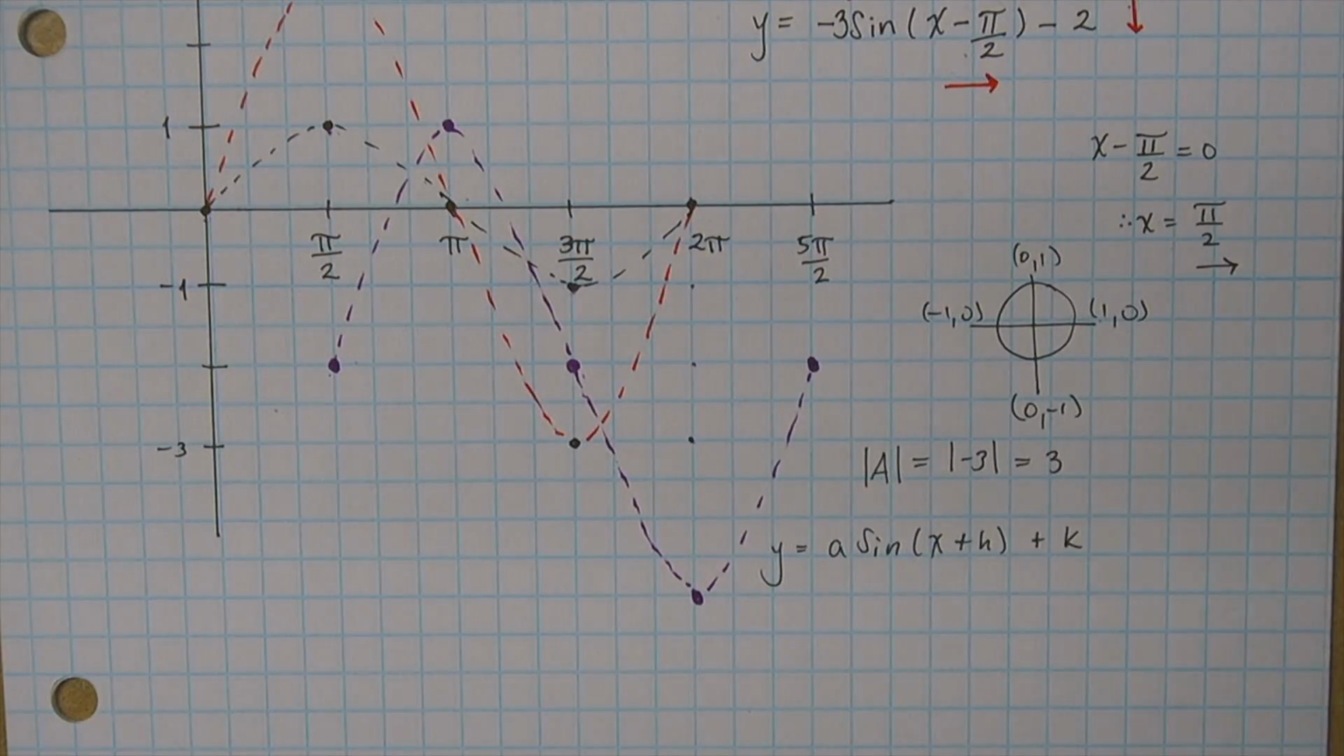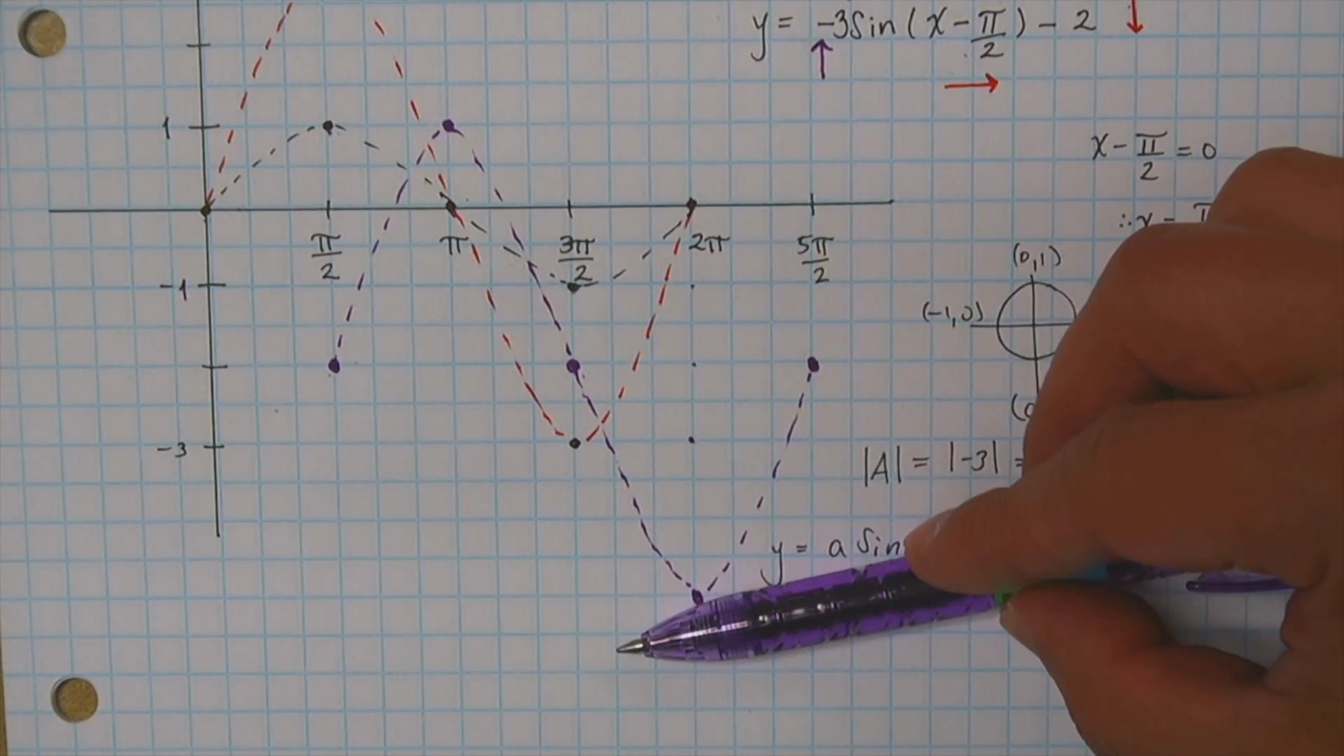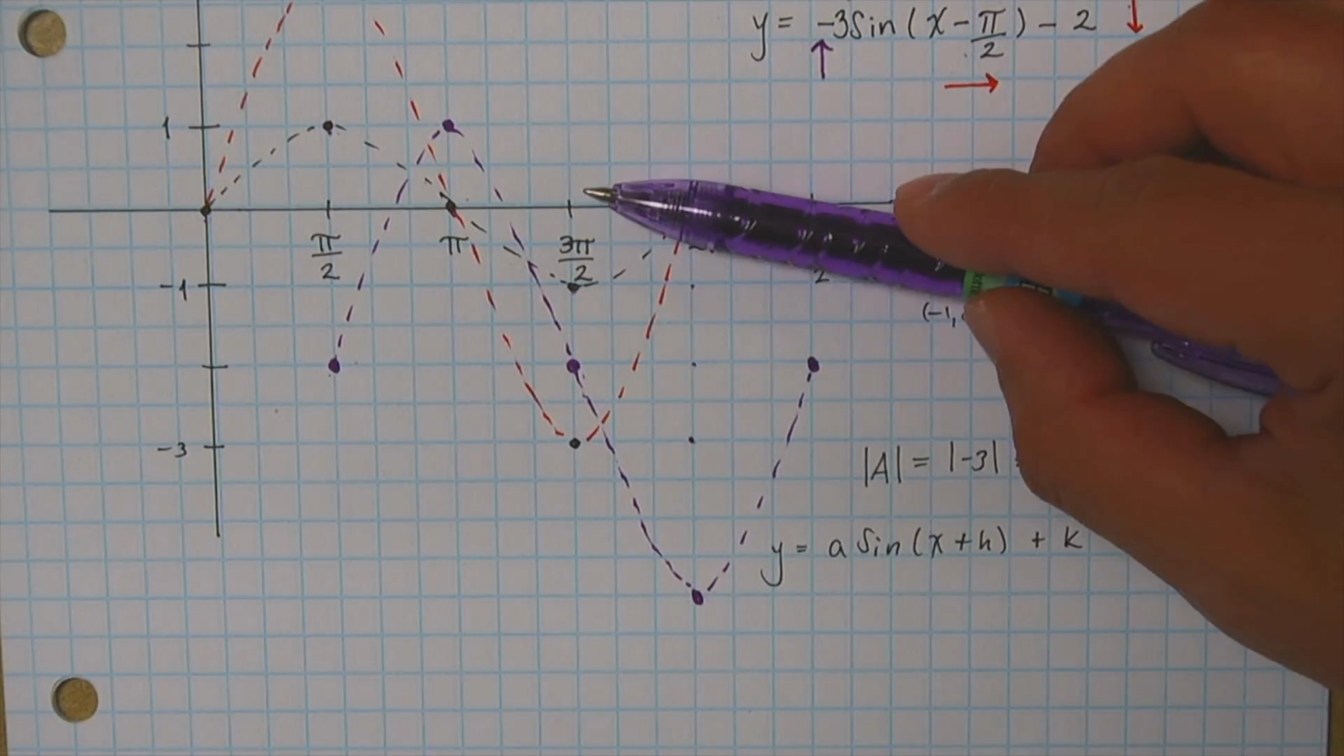The last thing we have to do is take care of this negative. What does that negative do? That means it's going to reflect it about the x-axis. It's going to flip it. Students say flip, but actually it's called reflected. So we're going to flip it.